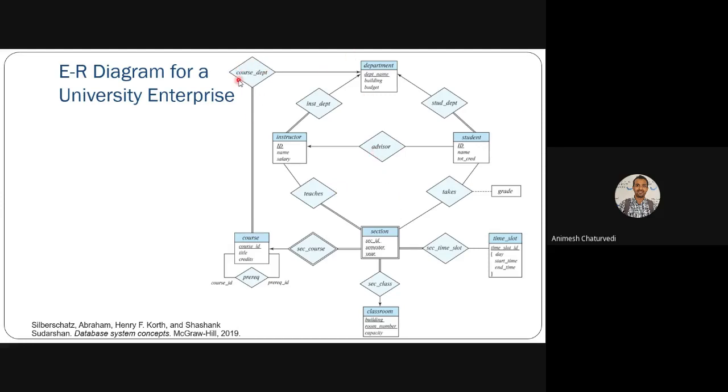So there's course, department. Department has some department name, building, and it has a budget. Then the institute's department is student department. Then the instructor has the ID, name, salary, advisor. A relationship could be there with the student. Teaches means the instructor teaches a particular section. A student takes a particular section, that is, a student is assigned to a particular section. Then that student would have some grades.